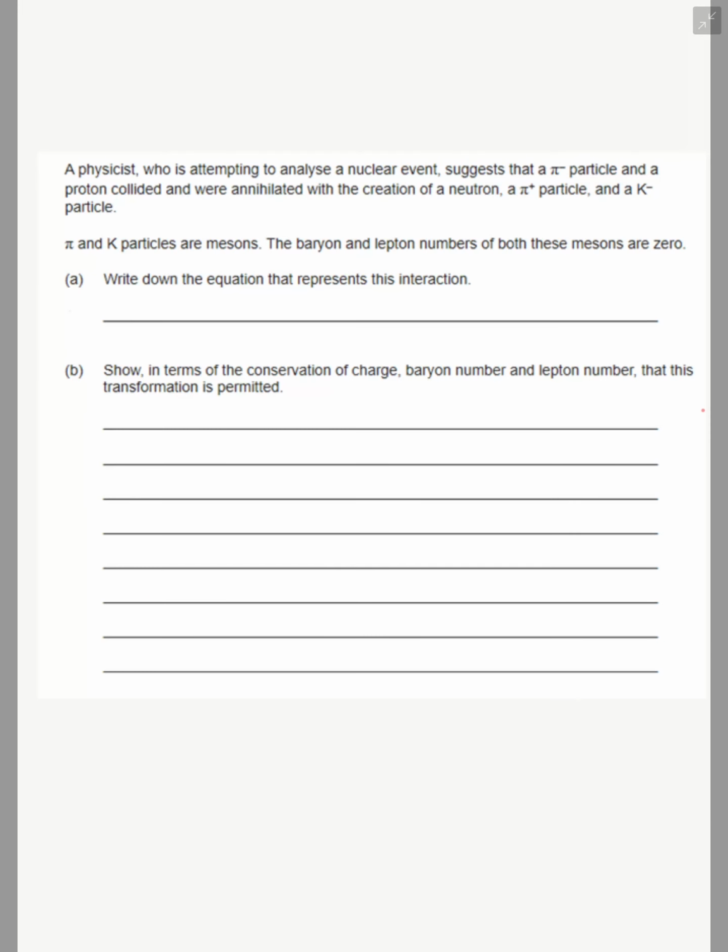Okay, so here we have, it said that you got your pi negative and a proton collide and were annihilated and created that, and that. Write down the equation that represents this. So it is literally as simple as you have pi negative plus a proton makes a neutron plus a pi positive plus a K negative. Done. Easy peasy. Okay, so just read the question properly.